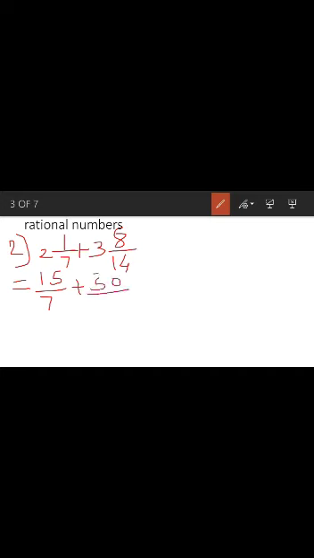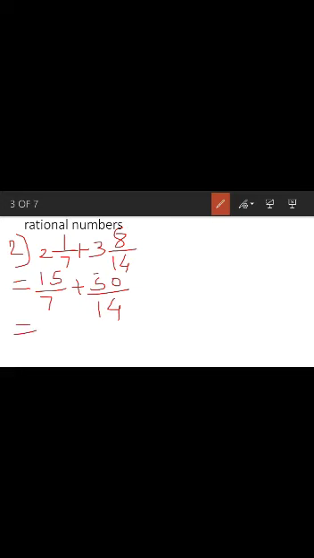Now see, the second example we'll take, that is suppose 2 1 upon 7 plus 3 8 upon 14. Now we know, students, how we are going to convert this mixed fraction into a simple fraction, that is 7 multiplied by 2 plus 1, that is 15 upon 7. Last year we have already learnt about it. 14 3s are 42 plus 8, that is 50 upon 14. Again now a simple fraction comes.